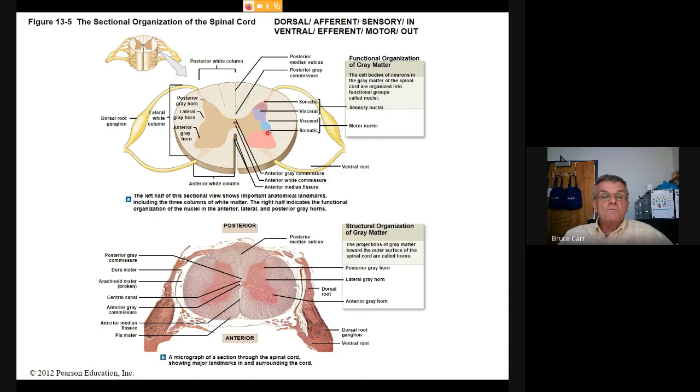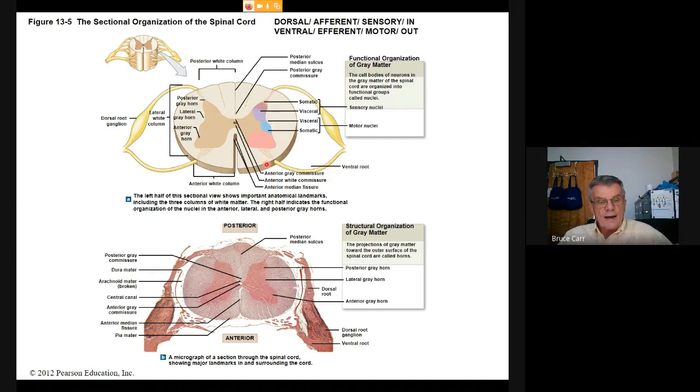And then here, this big pink region would be connecting through the anterior gray horn to the ventral root and sending messages to our somatic motor nuclei. Remember from our original breakdown, that was the skeletal muscles. So we do see a rough organization of the gray matter for the sensory in and motor out transmissions.